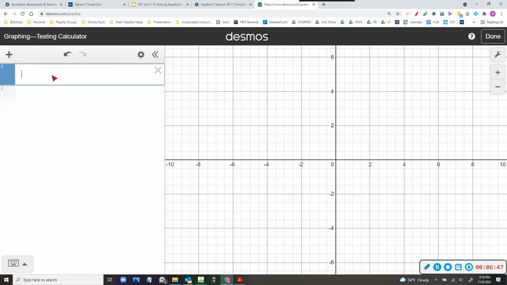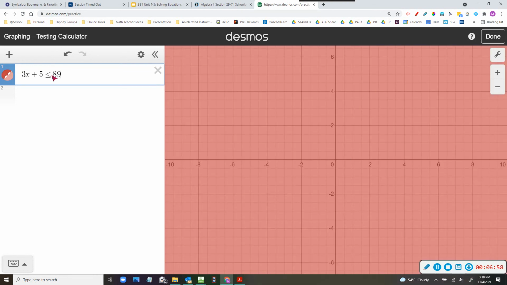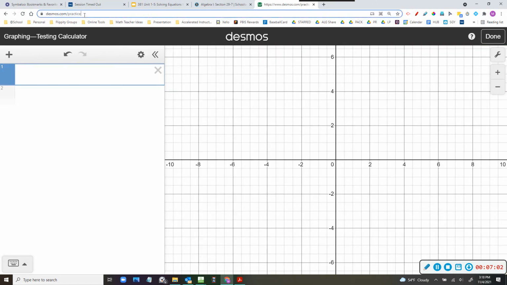Okay, the test calculator. So like you can't do 3x plus 5 less than or equal to 89. Okay, why is it graphing them all of a sudden? Okay, there is a Texas version. So anyway, that doesn't matter. You're not going to use that. But if we start using Desmos on STAR for school, which I think we're going to start doing next year, you're not going to be able to do a whole lot of the stuff that we're doing. So anyway, I hope that's helpful.